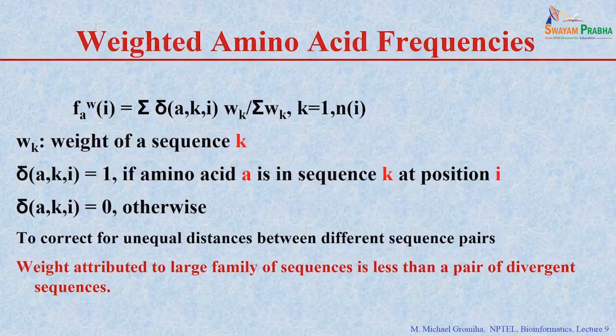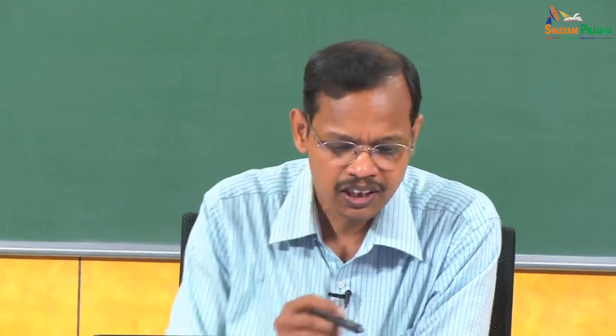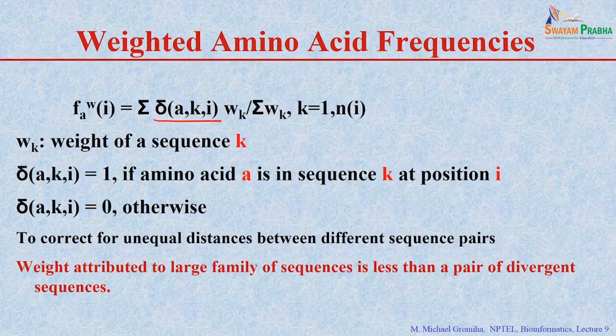The second one is weighted amino acid frequencies. Here we give weightage to any specific sequence or to any given residues, to give preference. Here we introduce this term delta AKI, which is equal to 1 if amino acid A is in the sequence K at position I, and then you give the weightage for that particular sequence, otherwise it is equal to 0. Wk is the weightage of sequence K, and delta AKI equal to 1 if the amino acid A is in the sequence K at position I. If it is not, then you put 0. So, K equals 1 to the number of sequences.